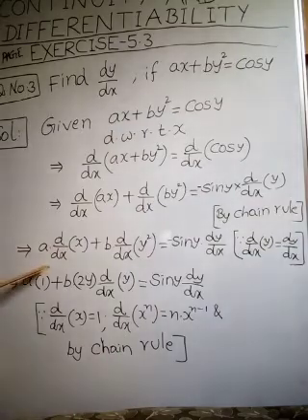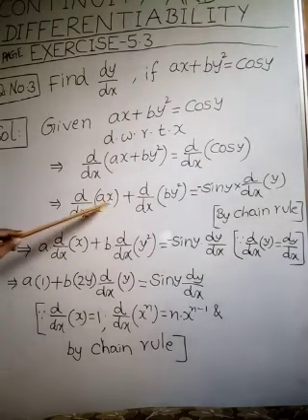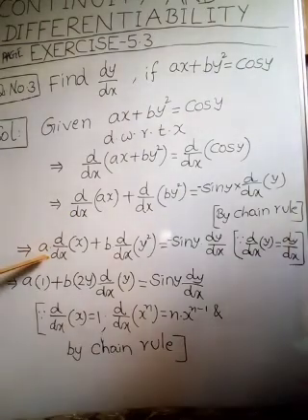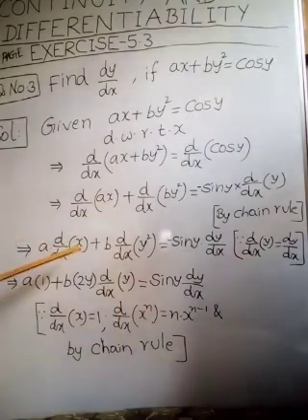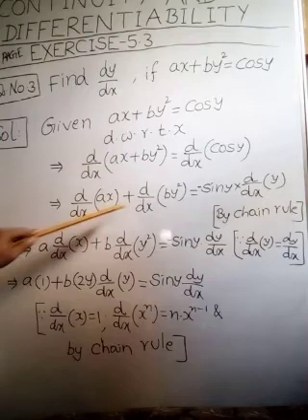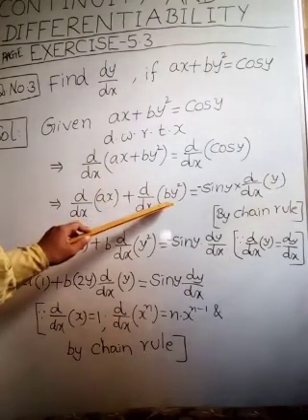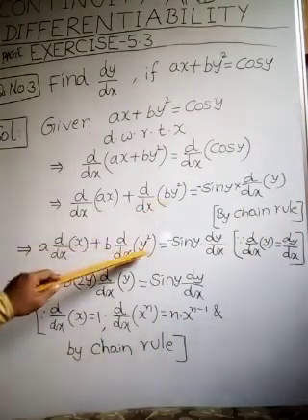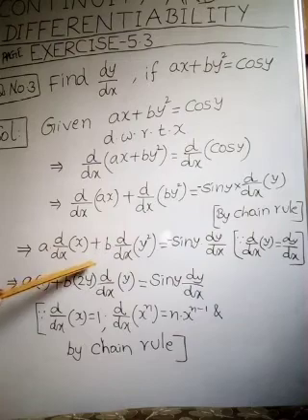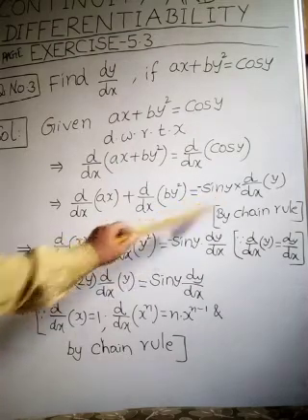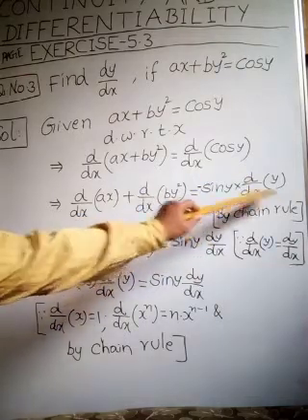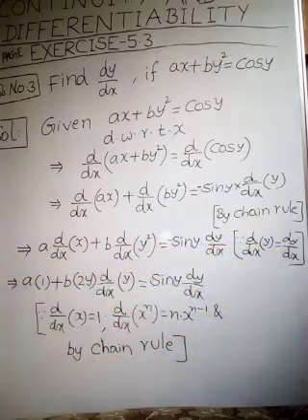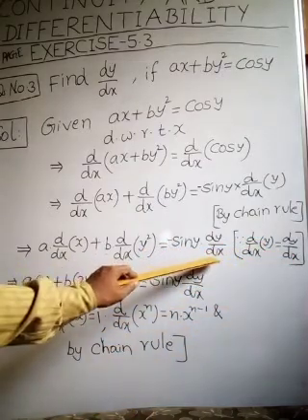Right. Now, a is a numerical coefficient, so we can write it outside the differential operator: a into d by dx of x, plus b, which is also a numerical coefficient, into d by dx of y square. Understood this part in LHS, my dear children? Is equal to minus sin y into d by dx of y. What is d by dx of y? dy by dx, because d by dx of y means dy by dx. Understood this part in RHS?